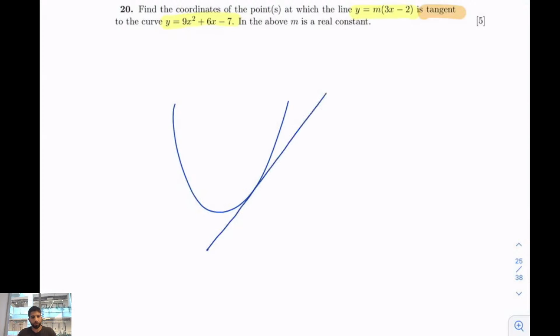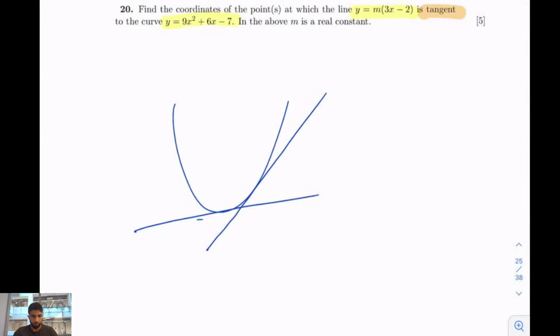That's maybe, depending on the value of m, that's one possibility. But it could be that we have got something like that. That's also possible. We don't really know yet. But these are my first thoughts when I look at the question. I try to understand what I should expect at the end. We have got a parabola, we have got a straight line, and there's going to be a point or points where they intersect. And the line is a tangent to the parabola.